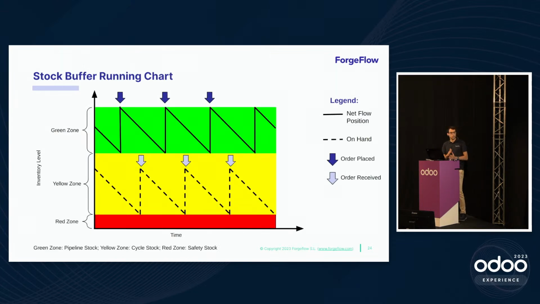This is more or less how a stock buffer works in an ideal world, all perfect, all as designed, no changes in size. We have the net flow position, the flat line that fluctuates in the green zone. As soon as we reach the yellow zone, perfect timing, we trigger a new order, we consume, we trigger a new order, so this generates new supply orders, and at the same time we can have the visibility of the stock on hand, which is the dashed, the dotted line.